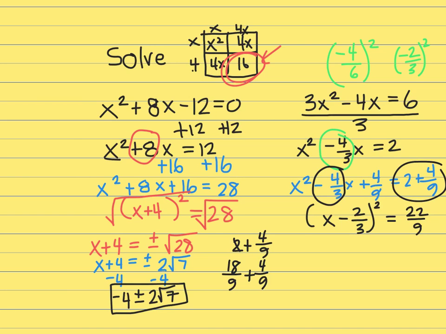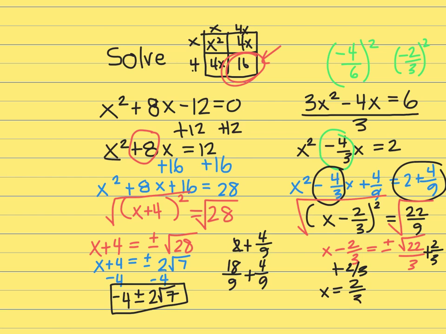So I've created a square root problem. Now I can take the square root of each side, and I get x minus 2/3 equals plus or minus the square root of 22 over 3, because I took the square root of the numerator and the denominator. Now I'm going to add 2/3 to each side. So x equals, actually, scratch that, I'm going to write the 2/3 first: 2/3 plus or minus the square root of 22 over 3. That's my solution. So I have two solutions for this quadratic.